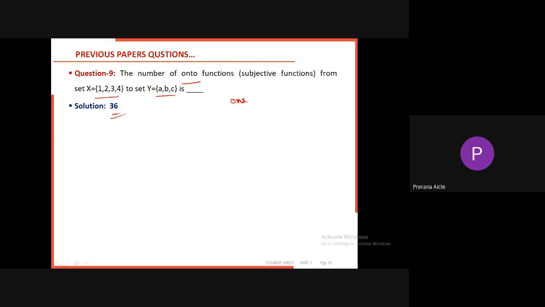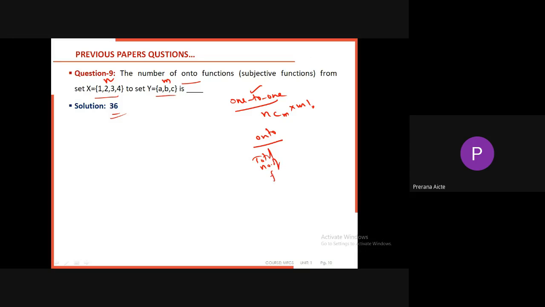Suppose you are asking for one-to-one, the formula may be like this: nCm into m factorial, where n is the number of elements in the first set and m is the number of elements in the second set. So this is for one-to-one function. And coming to the number of onto functions that are possible, it is given by a small formula, a little bit tricky, but no problem.